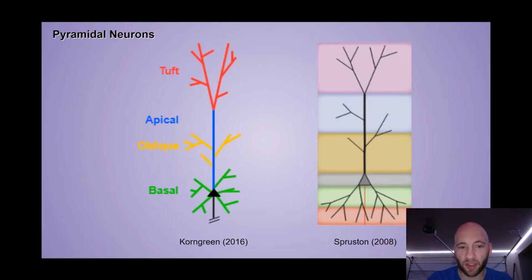So I came up with this cute little way of remembering, a mnemonic, BOAT. B stands for basal, and it's the first letter in BOAT, so it's going to be the dendrites that are closest to the cell body. In comparison, T is the last letter in BOAT, so tuft is going to be the farthest away bits of dendrites with respect to the cell body.